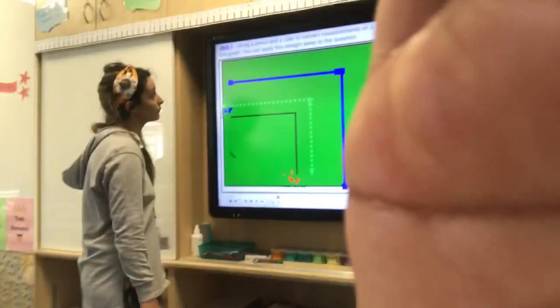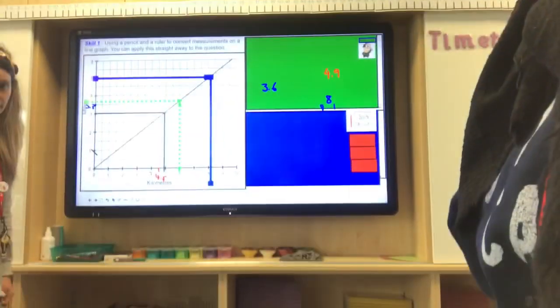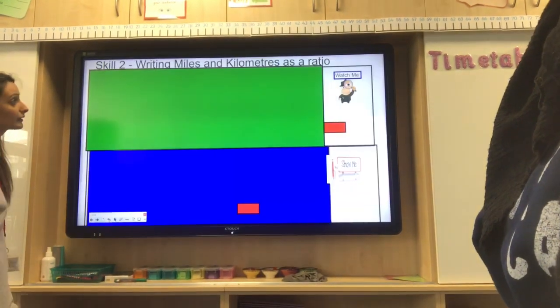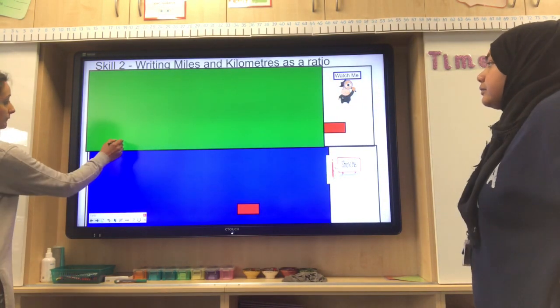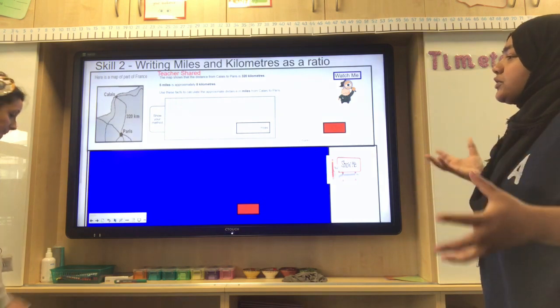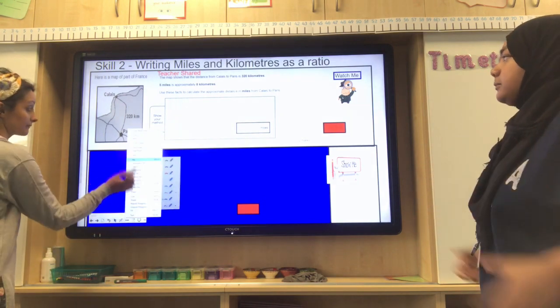Skill 2, which was, so skill 1, we've looked at miles to kilometres conversions using a line graph. Skill 2, we're looking at writing miles and kilometres as a ratio. Slightly different here. So ratio is comparing 2 sets of data. Would you agree with that, Mr. Gill? That's a good definition.